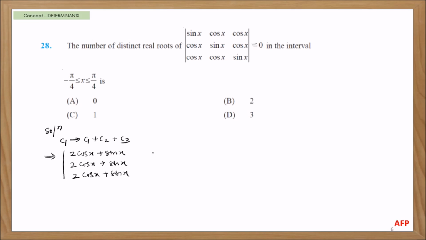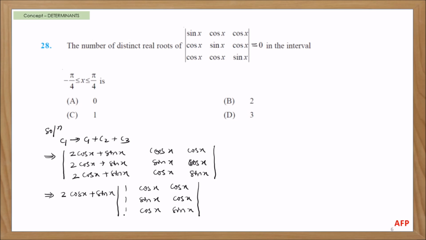Next, second column as it is, we are not changing. In the first column we are taking it outside, 2 cos x plus sin x, 1 1 1. Okay, now whenever you get 1 1 1, you make any two ones 0, so you can write r2 as r2 minus r1, r3 you can change as r3 minus r1. Okay, so it is equal to 0.